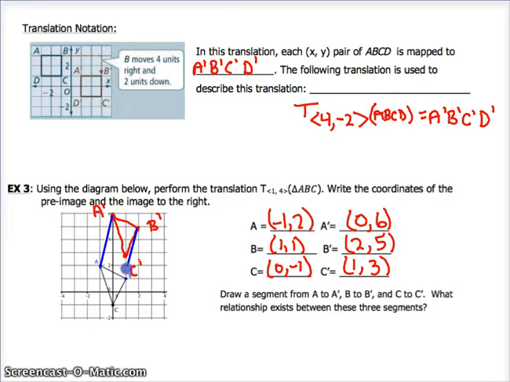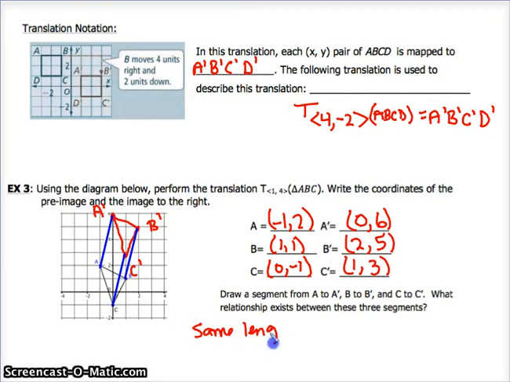B to B prime, and C to C prime. Okay, what relationship exists between those three segments? What do you notice about those three segments? One thing that you may notice is that they are the same distance. They all have the same length.